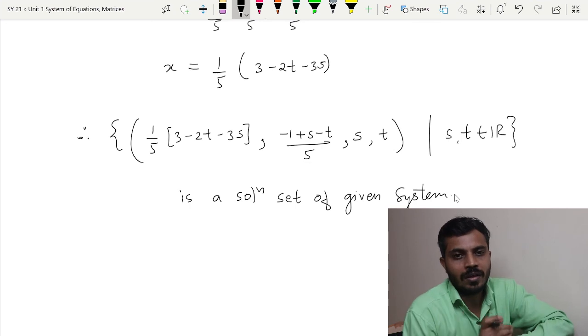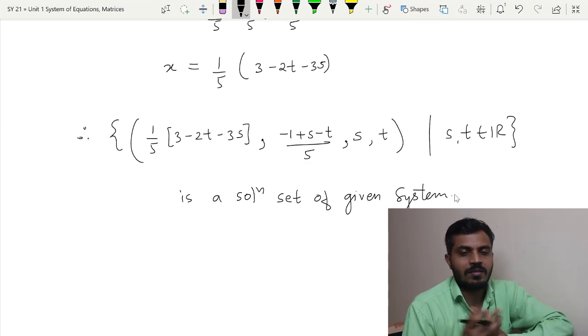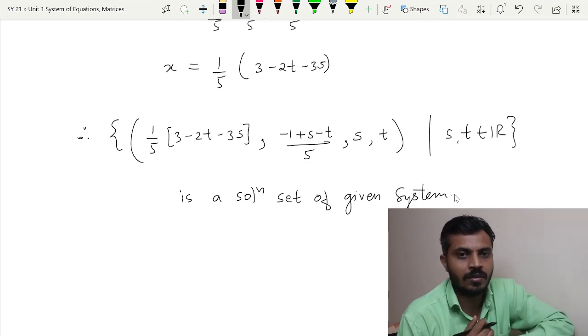So, this is how we can solve the system of linear equations by using the Gauss elimination method.